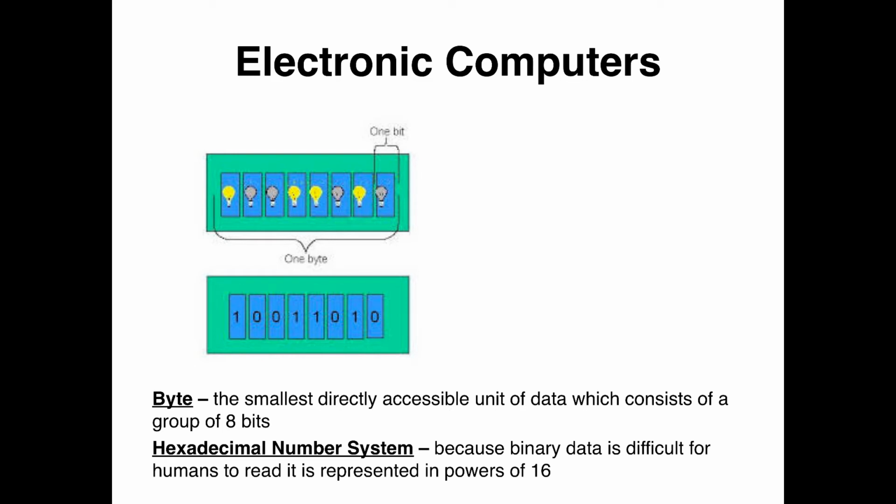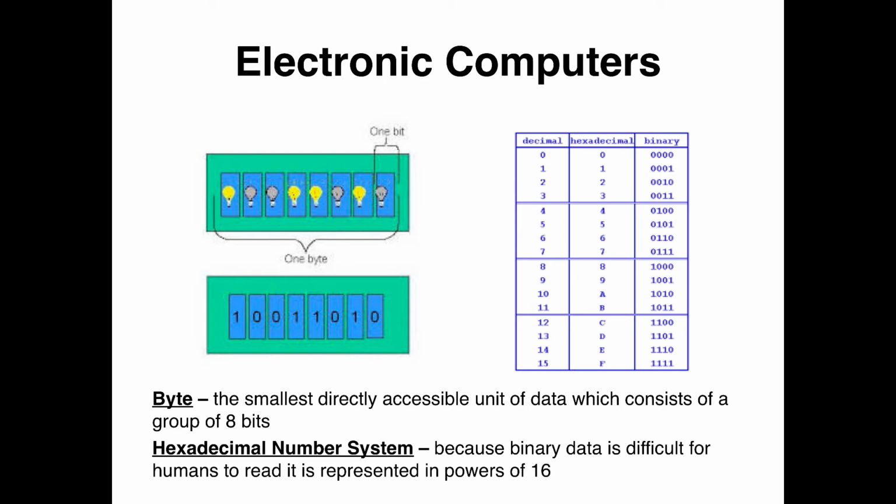Now, to translate this for humans, we move to what's called a hexadecimal system. The binary system is difficult for humans to read, so it is translated to powers of 16, which is called the hexadecimal system. And that's this system right here. So the hexadecimal system looks like this and is translated this way from the binary system.